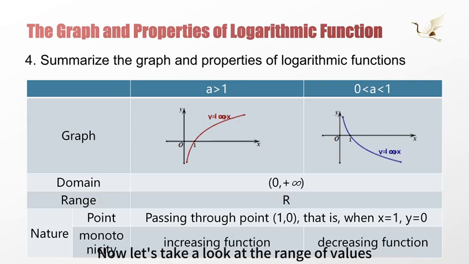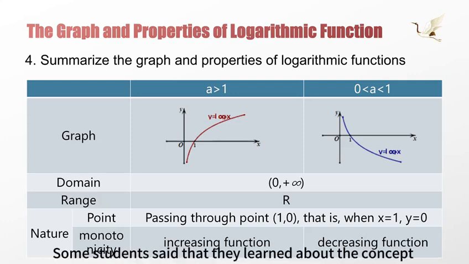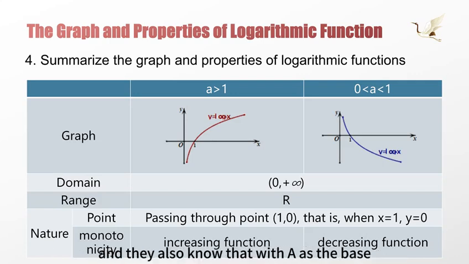Now let's take a look at the range of values. Based on the relationship between the rows mentioned earlier, we can also observe that the range of values is all real numbers. I will summarize two other properties. Does the image pass through a fixed point? The images all pass through the fixed point (1, 0). When x equals 1, y equals 0. Some students said that they learned about the concept and properties of logarithms earlier, and they also know that with a as the base, the logarithm of 1 is always equal to 0. Of course, that is also possible.